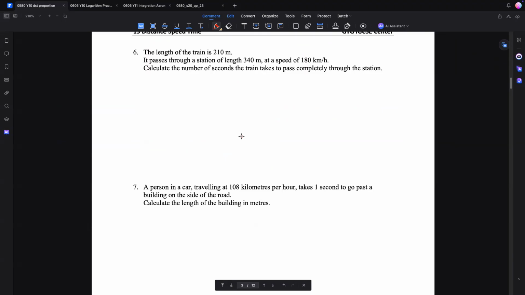How to do which one? 7. A person in a car is traveling at 108 kilometers per hour, takes 1 second to go past a building on the side of the road. Calculate the length of the building in meters. So you got speed and you got time. So how do you calculate?